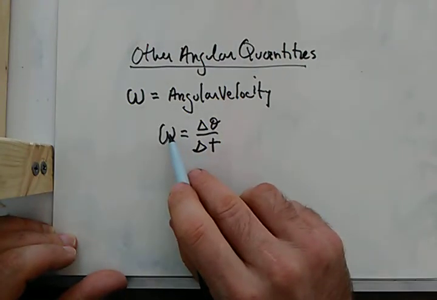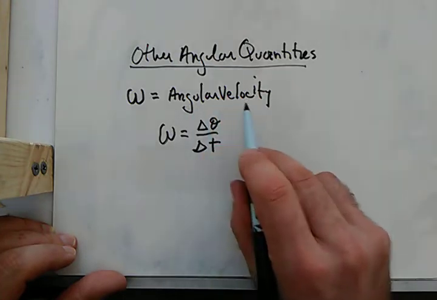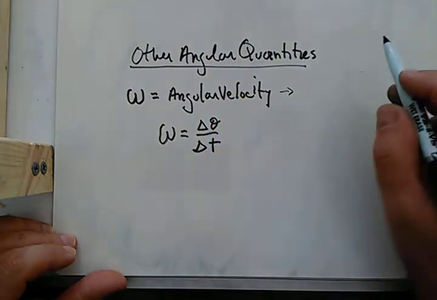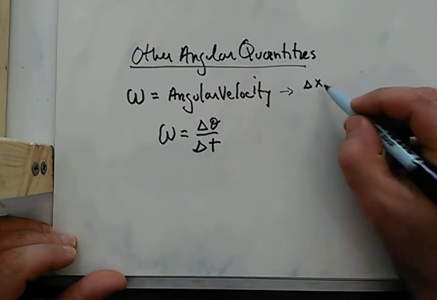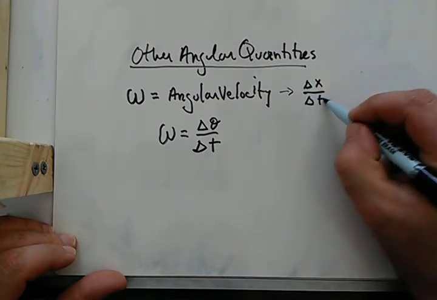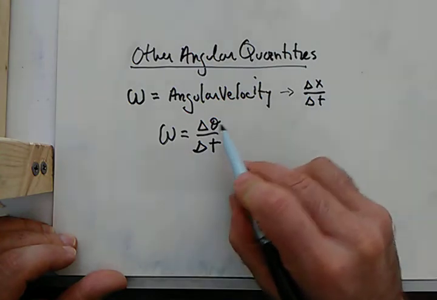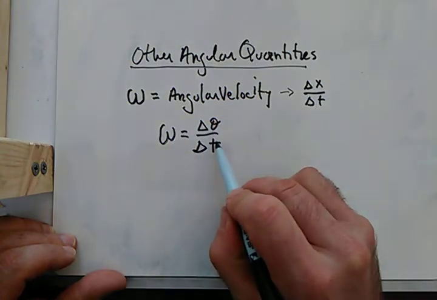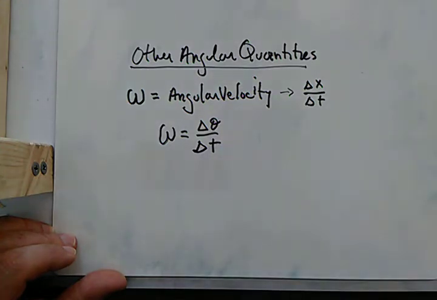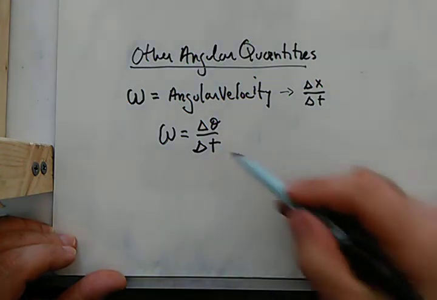Now, this is different than our linear velocity, because originally, just as a side note, our linear velocity was change in displacement over change in time. So this is a bit different. Our angular velocity is in relationship to the angles, so angle over time. Take a second to write that down.